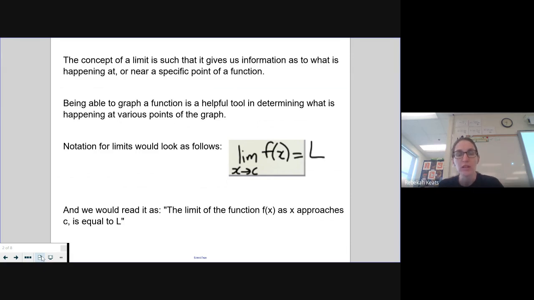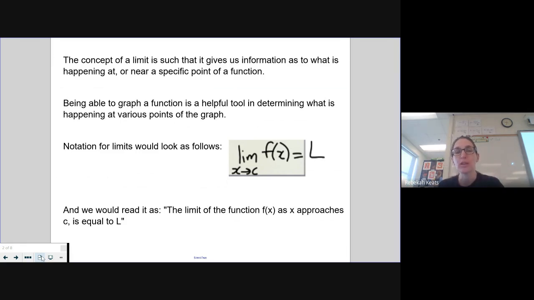So when we look at limits in terms of graphs, what we want to be able to determine is what's happening to a function at or near a given point. In the previous section, when we just introduced limits, it was about what was happening with the slope of the tangent line near a given point. But now we're just going to look at what's happening in the graph at or around a particular point.